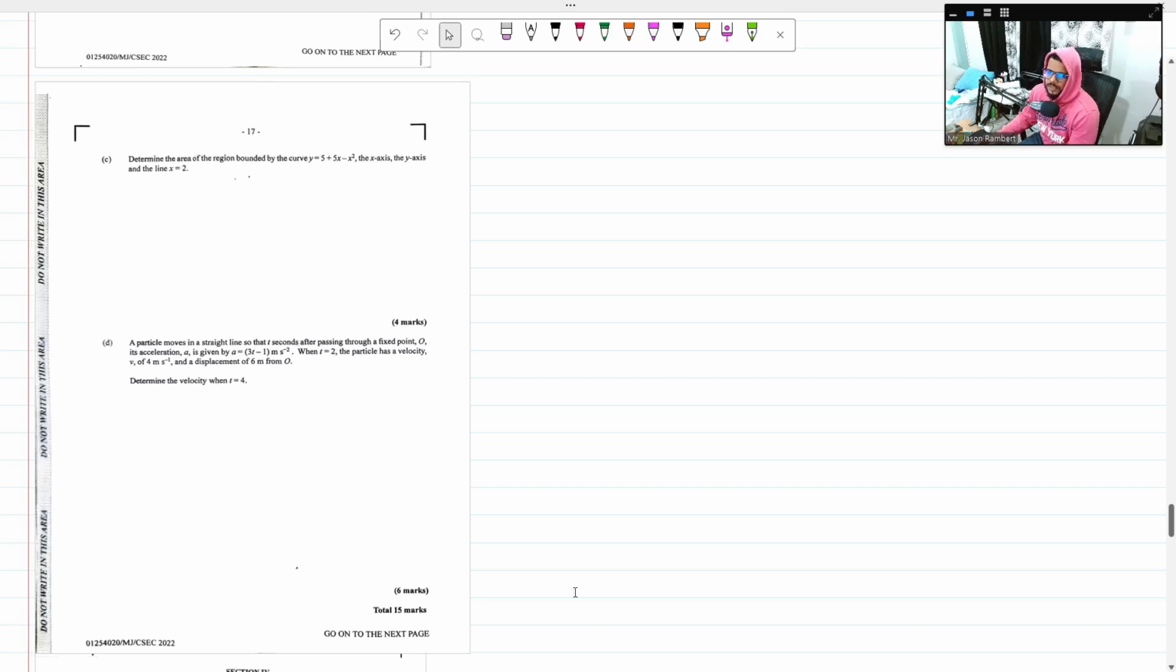Determine the area of the region bounded by the curve y, the x-axis, the y-axis, and the line x is 2. So I already have my 4 boundaries. I am comfortable to say let A be equal to the integral between the lines 2 and 0, because that's my y-axis, of 5 plus 5x minus x squared dx. The same thing like above, but now I just have to put square units. So A is equal to 5x plus 5x squared over 2 minus x cubed over 3 evaluated between 2 and 0.